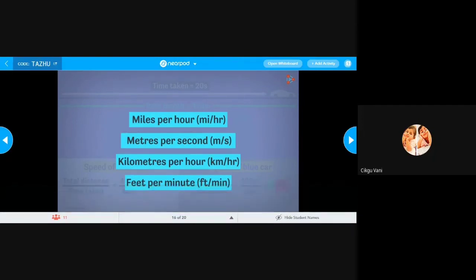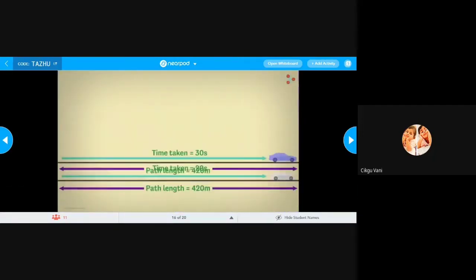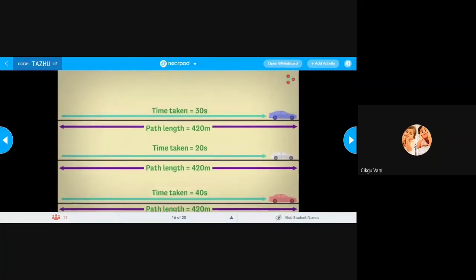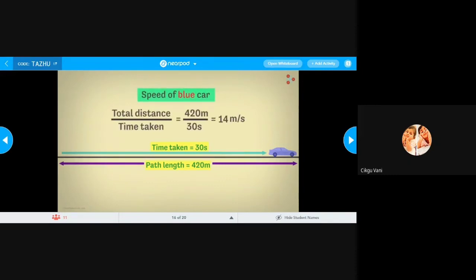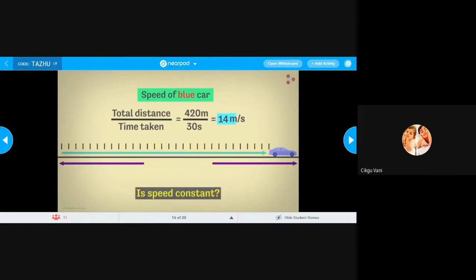Let's discuss something interesting now. Look at the example of one of the cars. Say car A. The only information I gave you was that it covers 420 meters in 30 seconds. That gave us the speed as 14 meters per second. I want you to answer the next question I'm asking you. In this example, can we say that the speed of the car A is constant throughout this distance? Are we saying that the car is covering 14 meters every second throughout the path? No, that's not what we're implying.